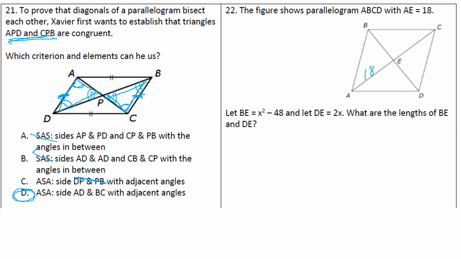They also tell us that BE is x squared minus 48, and that DE is 2x. Now, in a parallelogram, the diagonals bisect each other. So these two should be congruent. All right, so we can set them equal.